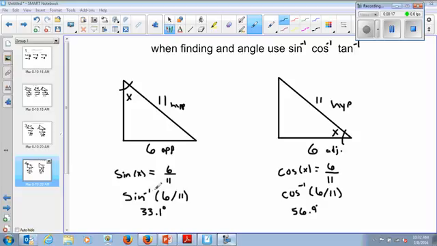Okay, here were my answers. When I did inverse sine, 6 divided by 11, I got 33 degrees. And when I did inverse cosine, 6 divided by 11, I got 56. Notice how these two things actually add up to 90 because it was the same triangle. So if I found this angle, that's 90. And then we have this other angle. All three of those should add up to 180. These two add up to 90. And then again, we have that 90-degree angle there, which makes the whole triangle add up to 180.